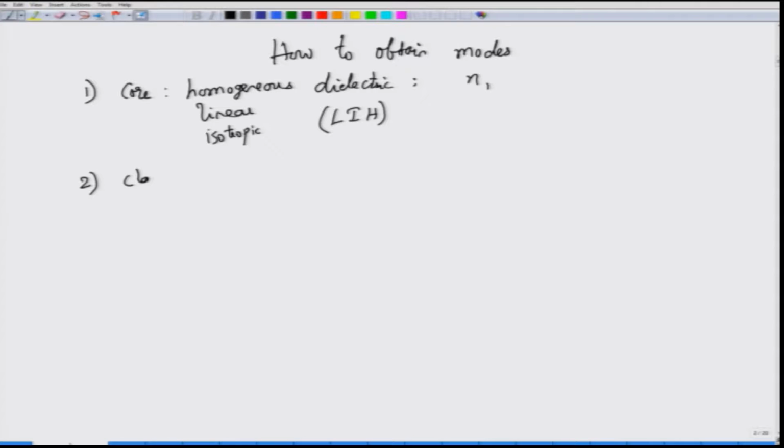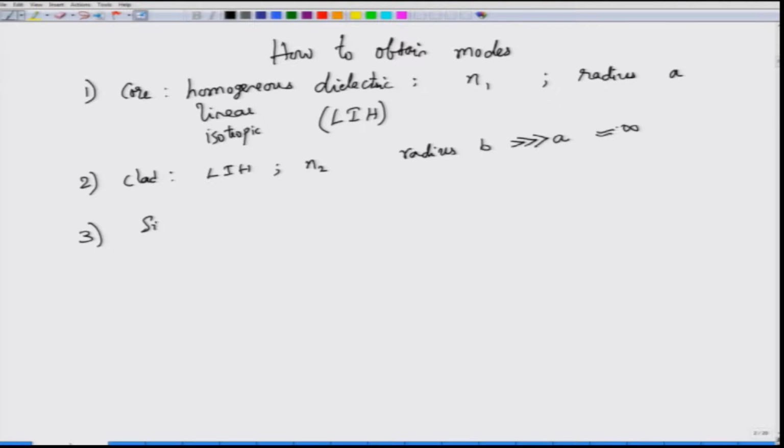We will also assume that the clad is an LIH medium, characterized by a single parameter N2, and it has a radius B, which for our purpose is so large compared to A that you can almost consider this to be infinite. However, the core has a radius A which is definitely finite.